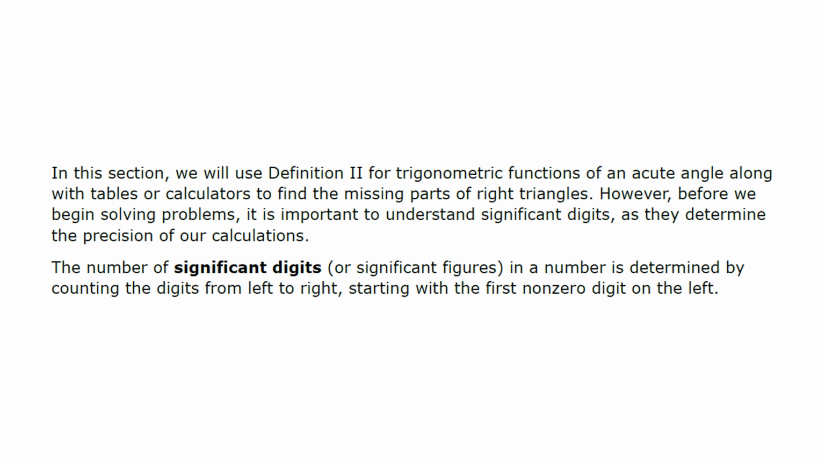In this section, we will use definition number 2 for trigonometric functions of an acute angle, along with tables or calculators to find the missing parts of right triangles. However, before we begin solving problems, it is important to understand significant digits as they determine the precision of our calculations. The number of significant digits, or significant figures as they are sometimes called, in a number is determined by counting the digits from left to right, starting with the first non-zero digit on the left.